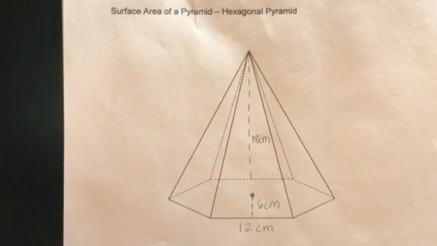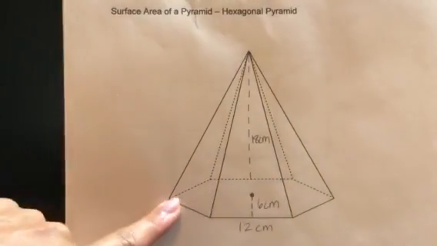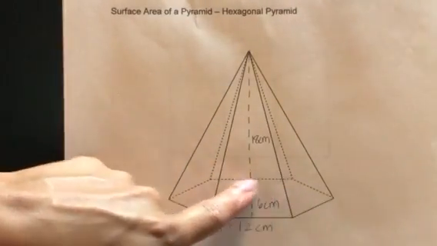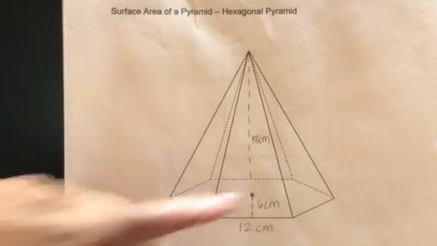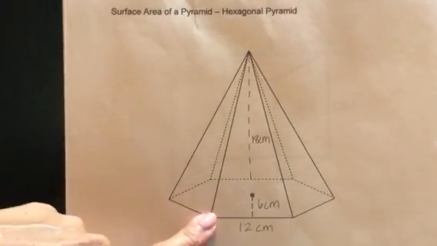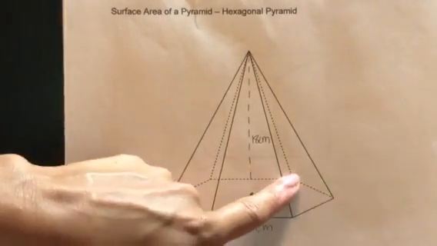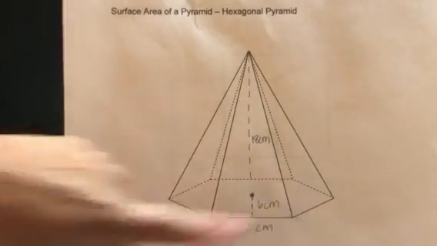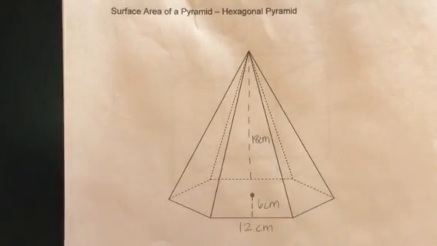Today we're going to be looking at the surface area of a hexagonal pyramid. Remember, the surface area is the area of all the faces. On this pyramid, we are going to have a base that is a hexagon. Remember that a hexagon has 6 sides: 1, 2, 3, 4, 5, 6. So the base of this pyramid will be a hexagon.